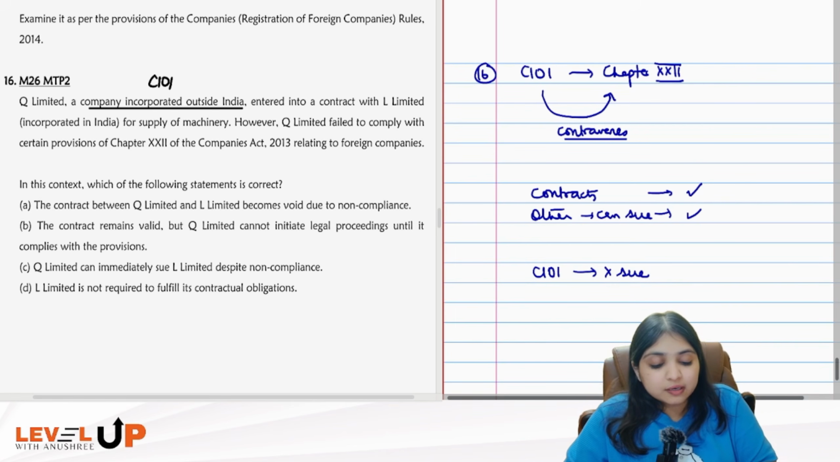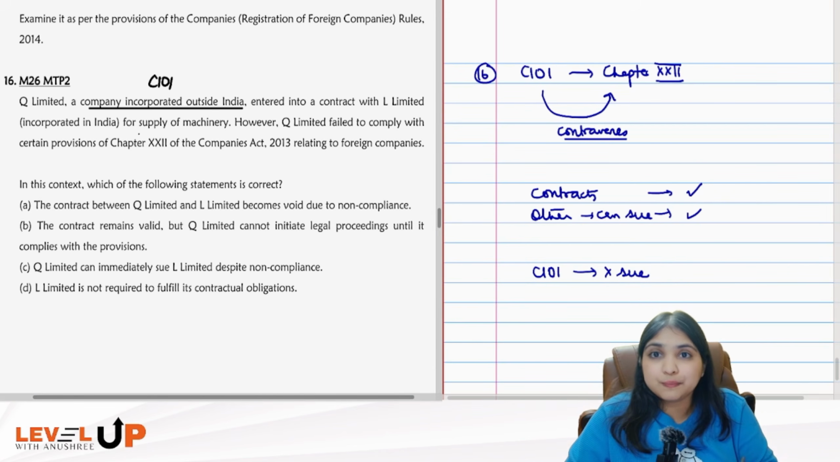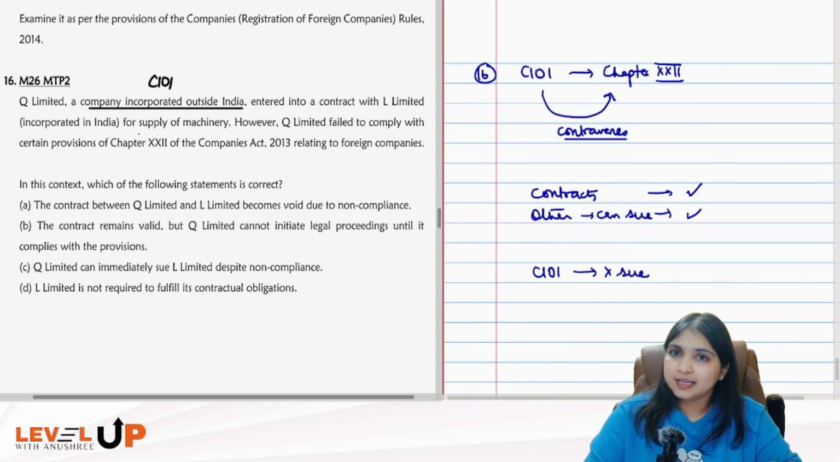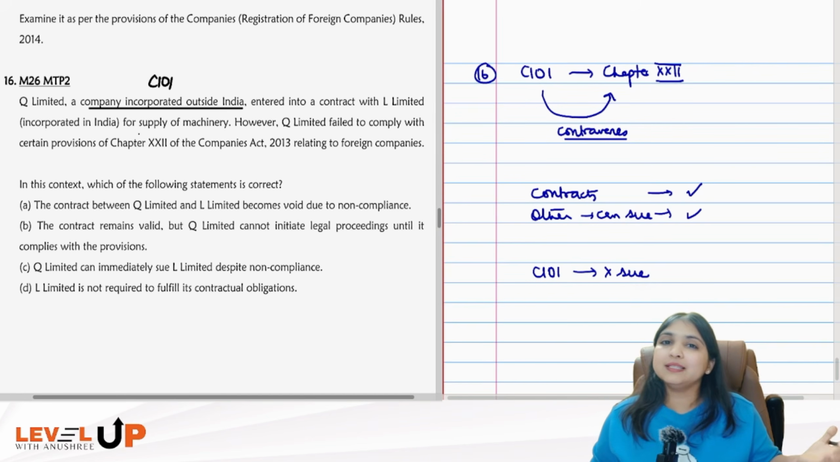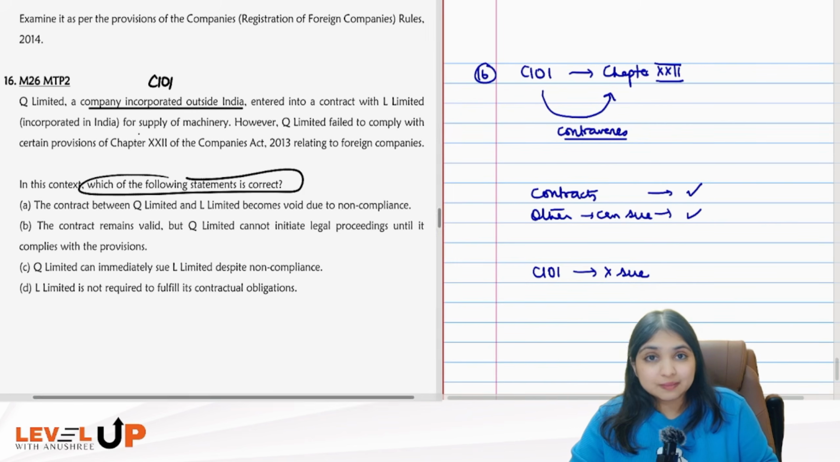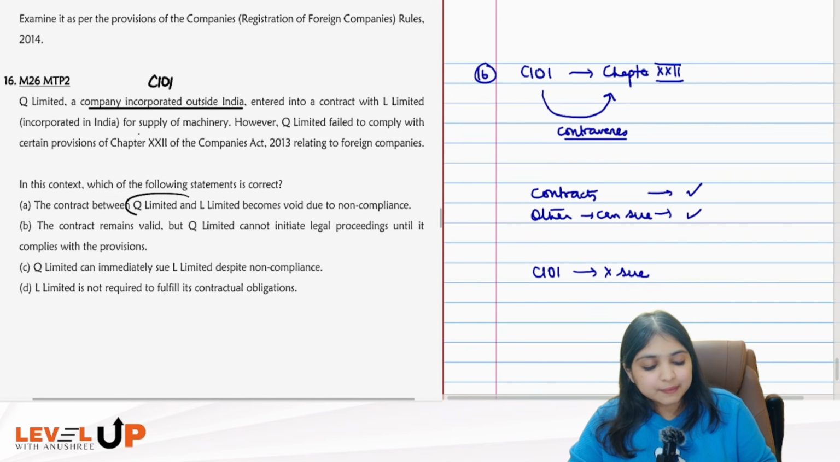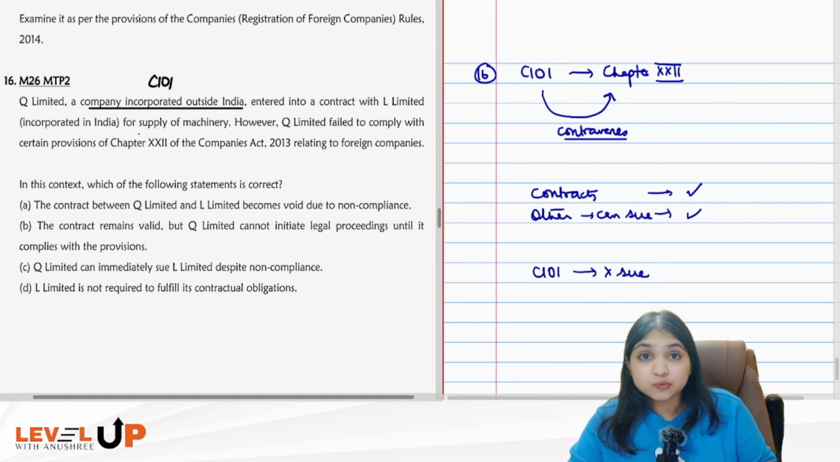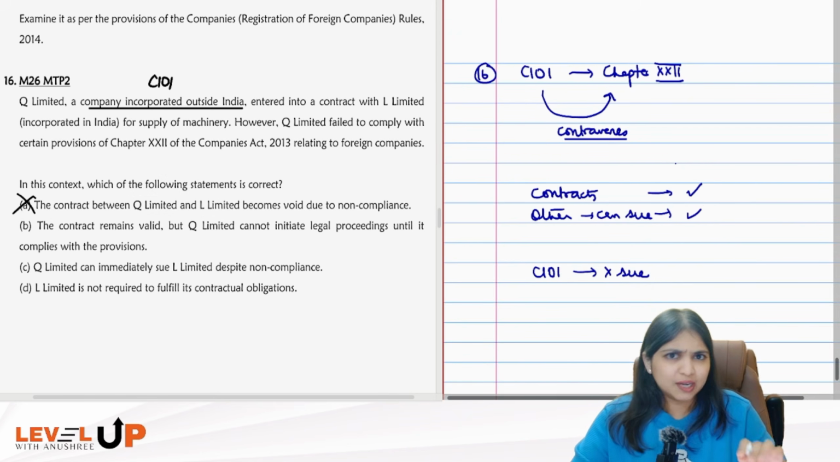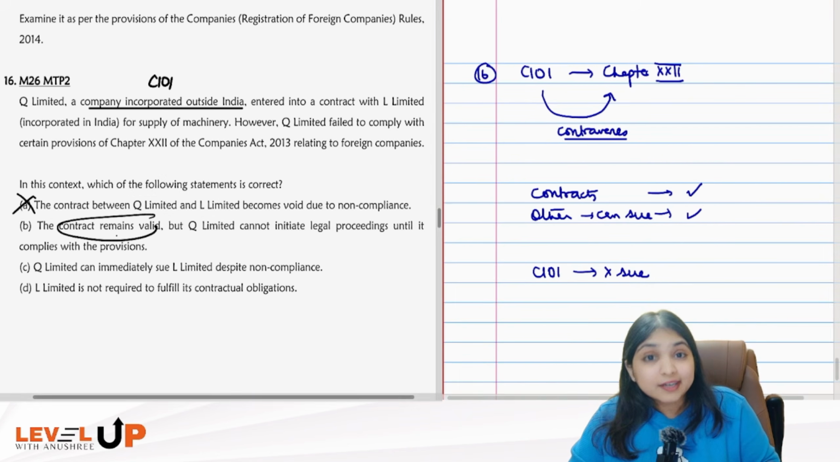Understanding? So over here, this company has not complied with some provisions. So the contract will still remain valid. Other parties can still take legal action against the company, but this company cannot take legal action against others. So in this context, which of the following statements is correct? The contract between Q Limited and L Limited becomes void. No, the contract will remain valid only. It will not become void. Then the contract remains valid.